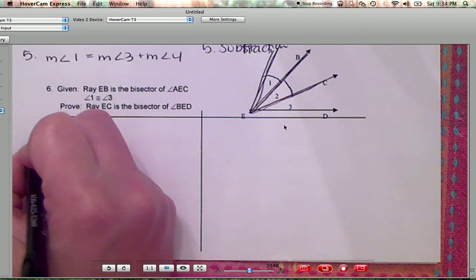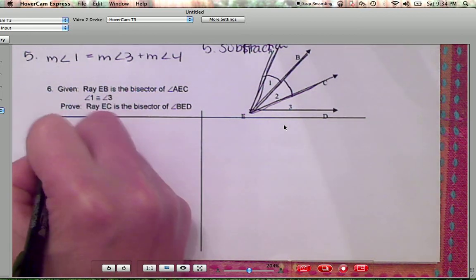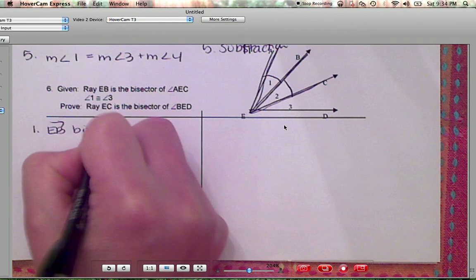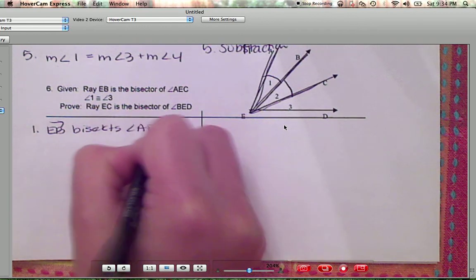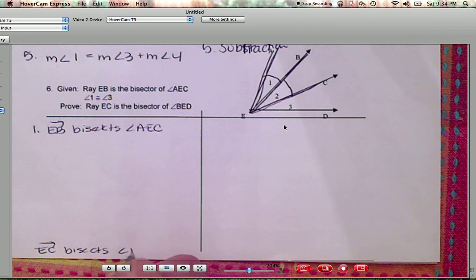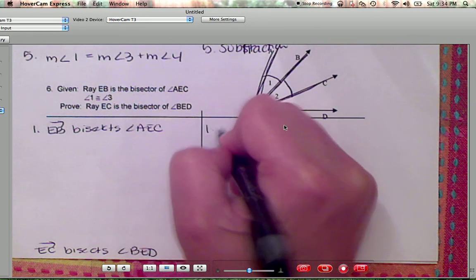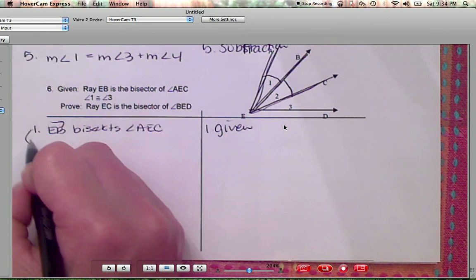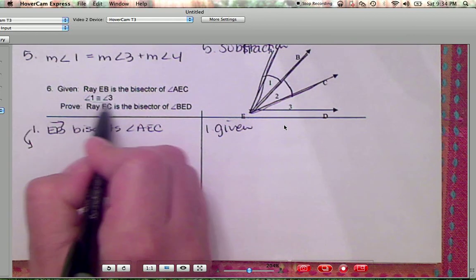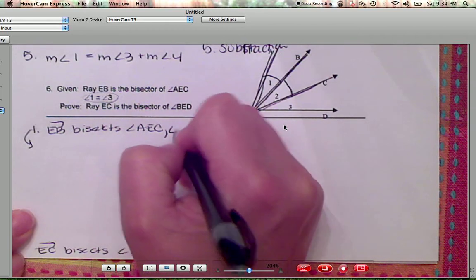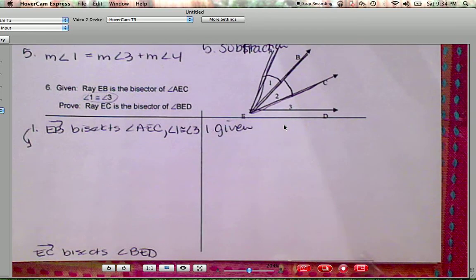So that's going to be our first thing, but let's get our wordy statements in here. Ray EB, we'll just say bisects angle AEC. And then at the proof, we'll say ray EC bisects angle BED. Okay, so there's our given. We're going to undo both wordy statements. We'll do that first. There is a second given, but we'll go ahead and put it in here. Angle 1 is congruent to angle 3. We got it all in there.